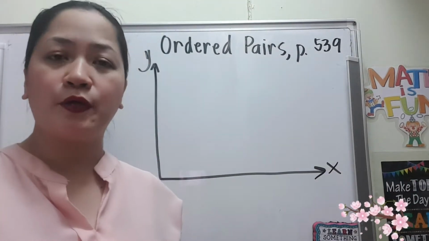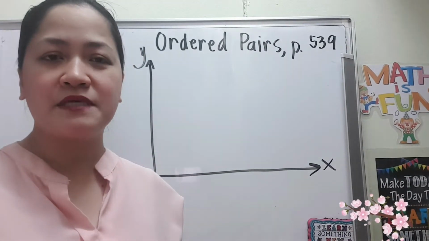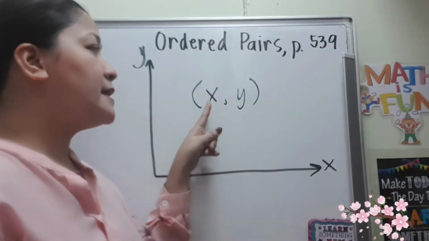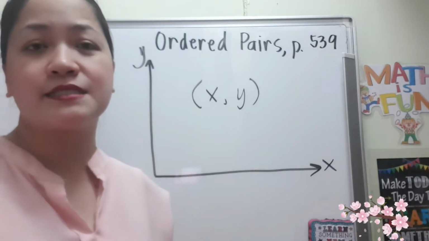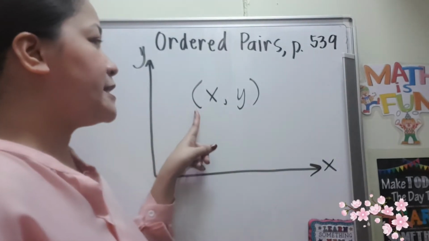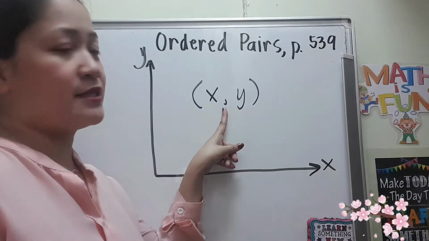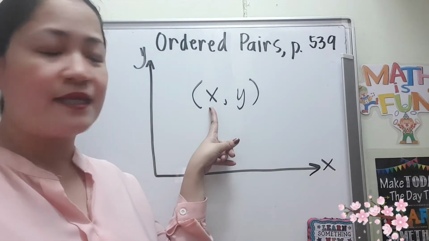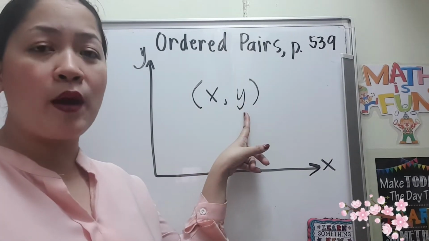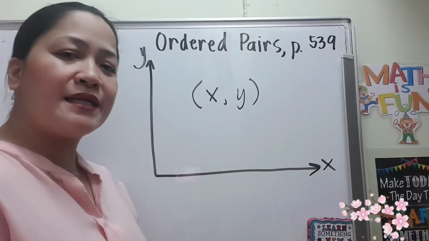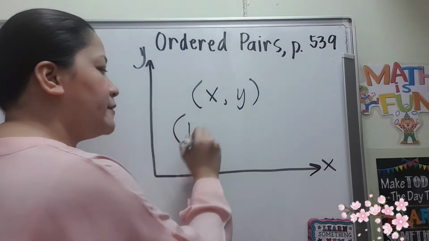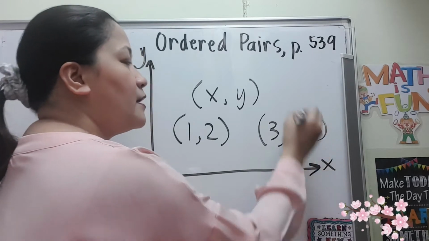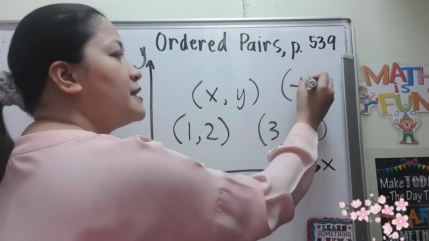Each point on a coordinate grid can be described by an ordered pair. An ordered pair is written like this, and each letter represents a number. It is enclosed in parentheses and separated by a comma. The first number is the x-coordinate, while the second number is the y-coordinate. You might have seen ordered pairs like these.